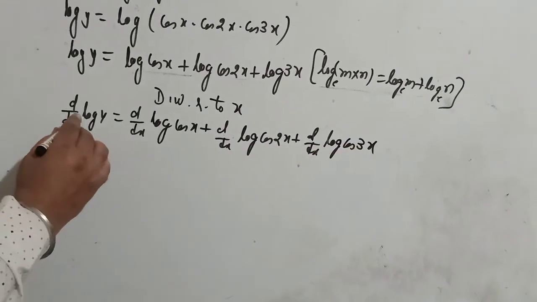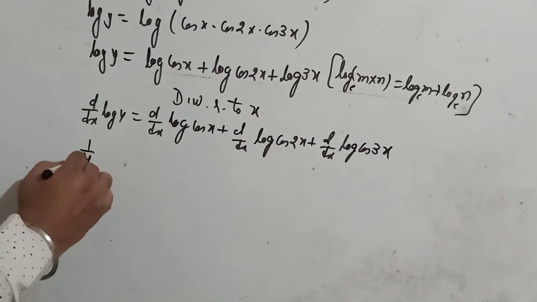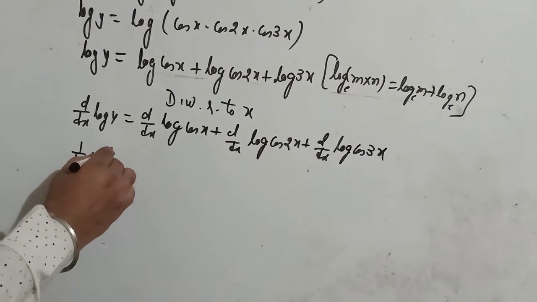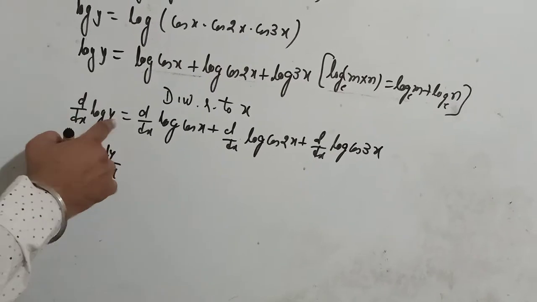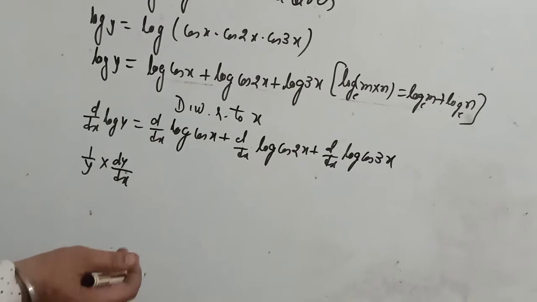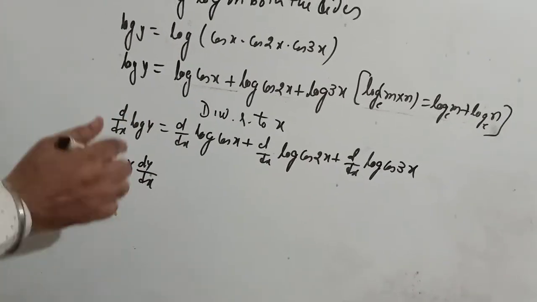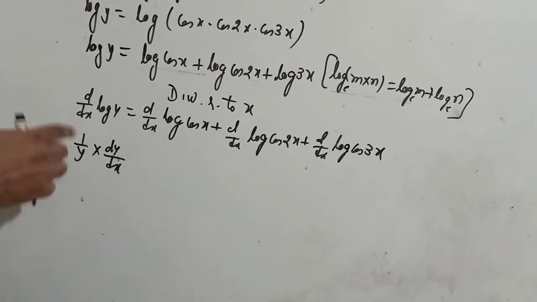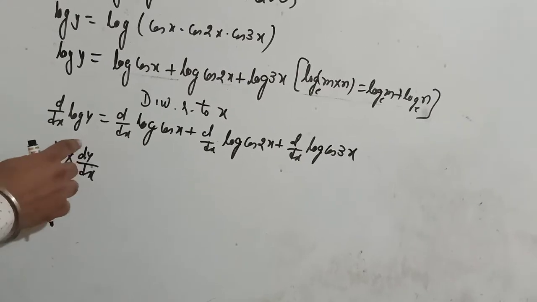Because of log, it is 1 upon y, and the differentiation of y is dy by dx. It is not log x. If it is log x, we can write only 1 by x. But y is a function of x. You have to differentiate y also. So because of log, 1 upon y. First because of log 1 by y, then because of y, dy by dx.